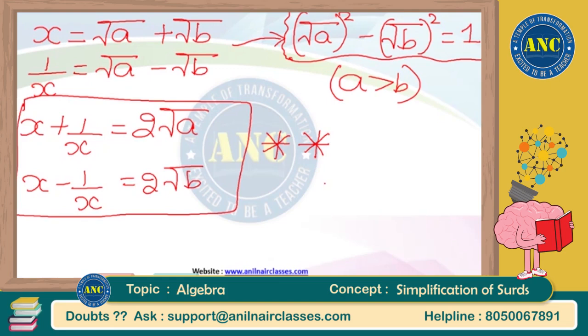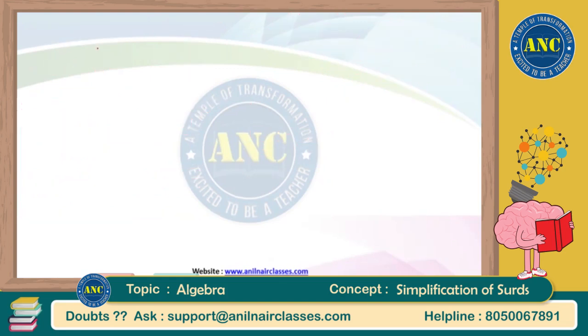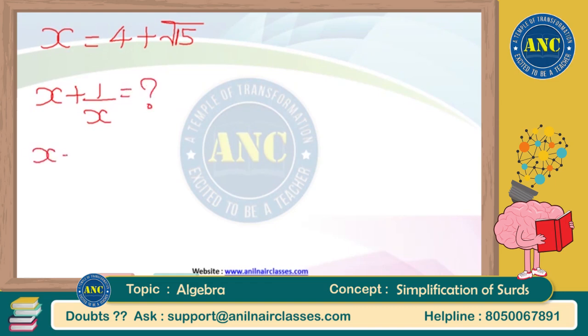Now, after generalizing, we will take another very simple example, sir. This time you don't need to solve all those things that we solved for the first two examples. Suppose the question is x is equal to 4 plus root 15. I want to find what is the x plus 1 by x value. I also want to find what is the x minus 1 by x value.